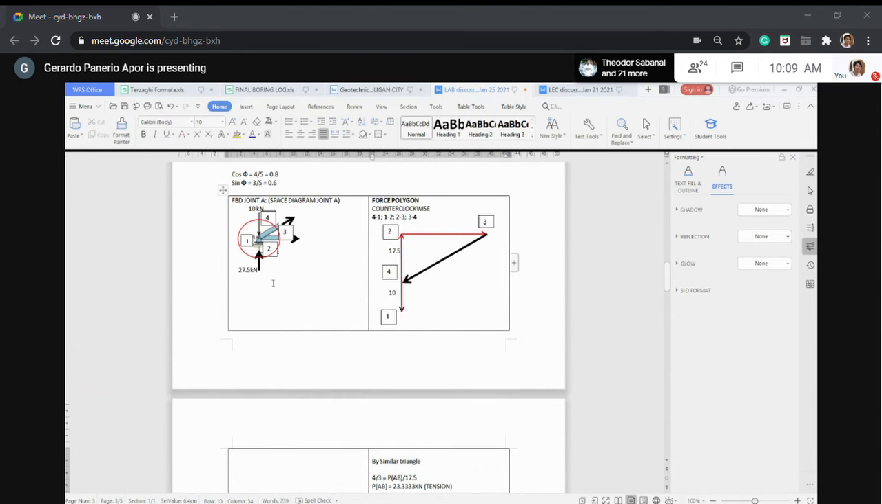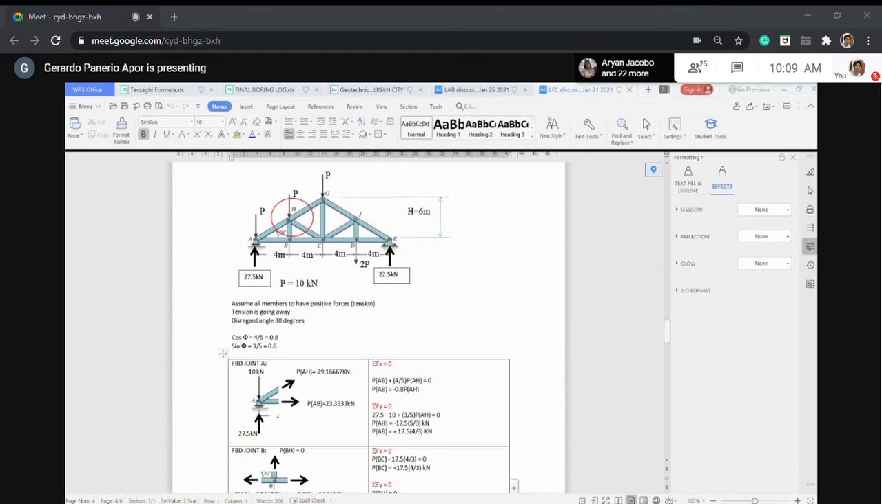So first we number the spaces, and then we start from the known force, and then the last will be that. So although if you are already an expert in graphical determination, you can actually skip some steps.